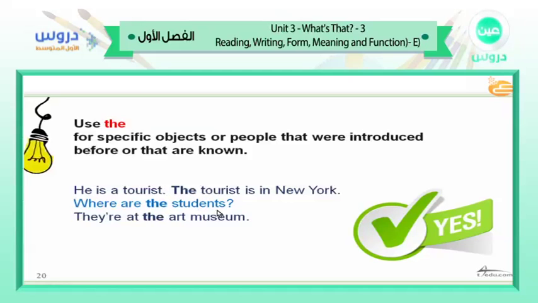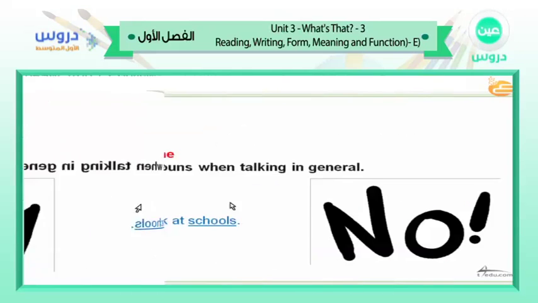Where are the students? They are at the art museum. I know this place, and I find the students in this place. They are at the art museum. So I use the with the nouns and things I mentioned before, and this is the second time to introduce these people or this thing.